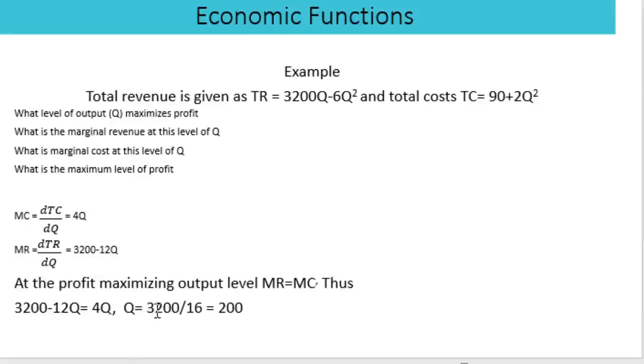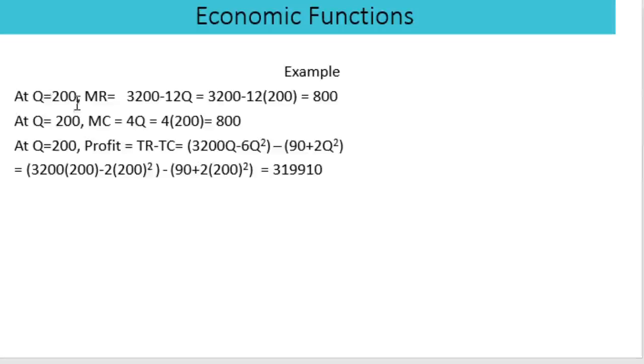Therefore, 3200 equal to 4Q plus 12Q, equal to 16Q. That is Q equal to 3200 by 16, that equal to 200. At Q equal to 200, marginal revenue equal to, substitute Q equal to 200 into the marginal revenue function. At Q equal to 200, find the marginal cost. At Q equal to 200, find the profit. This will be the profit.